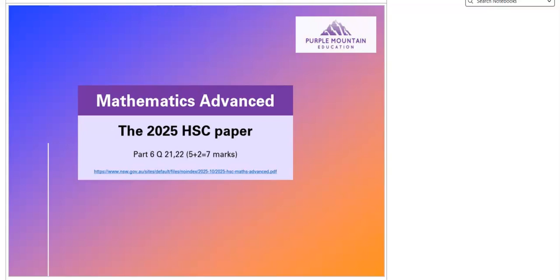We are doing the 2025 HSC paper for Advanced Maths. This is part 6, question 21 and 22, together worth 7 marks.